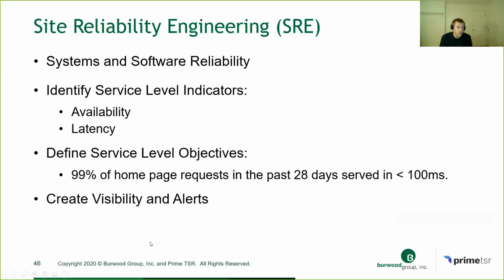Once you've got those service level indicators in place, you can then build your service level objectives around these. So a great example that we always start with is, hey, we want 99% of our homepage requests, in the past 28 days, to be served in less than 100 milliseconds. So 99% of homepage requests in the past 28 days served up in less than 100 milliseconds. And then create visibility and alerts around these as well. Stackdriver will allow you to build the alerts and dashboards on top of that too.